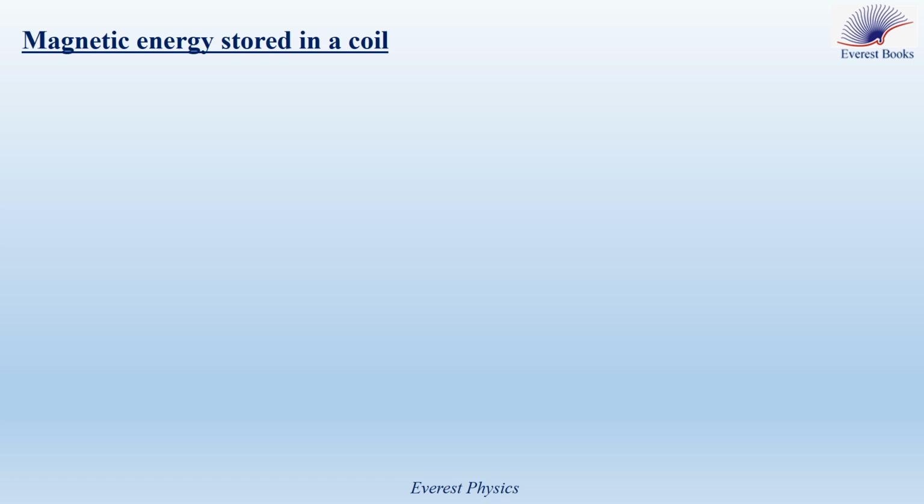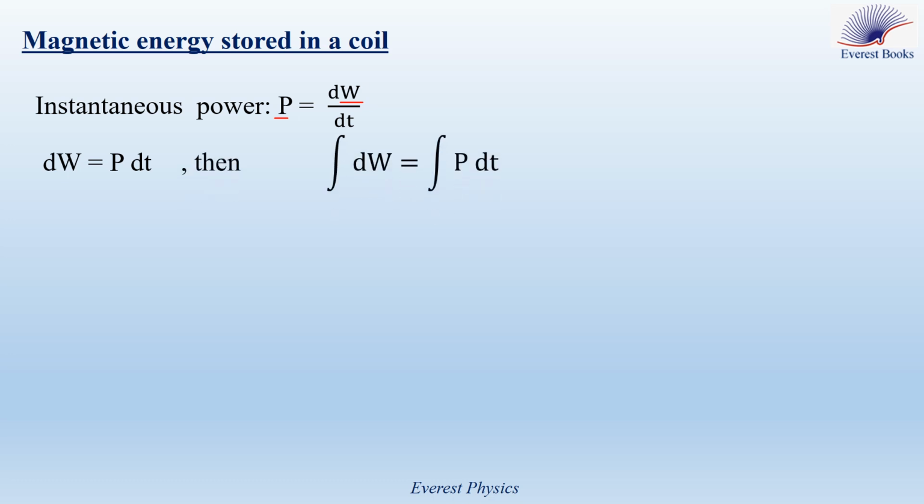Now, we want to determine the expression of the magnetic energy stored in a coil. To do this, we need the expression of the instantaneous power. The instantaneous power is given by P is equal to dW by dt, where P is power and W is energy. This is a general formula. Rearrange. So dW is equal to P dt. Take the antiderivative of both sides of this equation. This is going to be the antiderivative of dW is equal to the antiderivative of P dt.